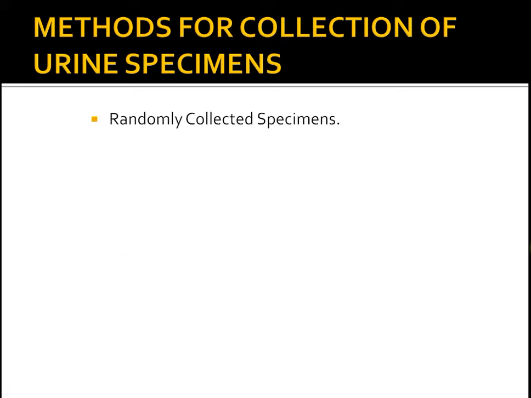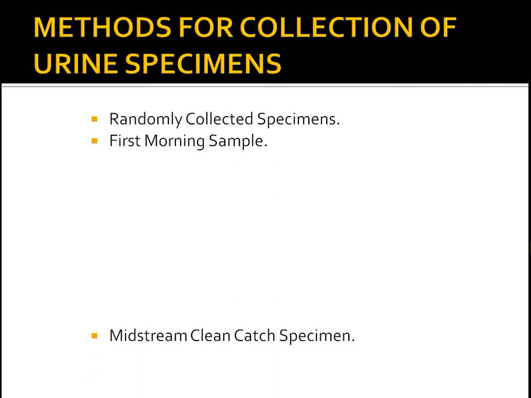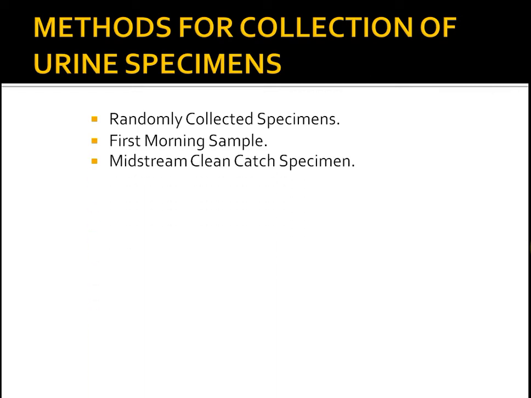Randomly collected specimen can be used for testing of pregnancy or for biochemical tests. First morning specimen is useful in detection of pregnancy and urinary tract infections. Midstream clean catch specimen is used for diagnosis of UTIs. Timed collection specimen: usually when the antibiotic has been started, the specimen is taken just before a dose of antibiotic.